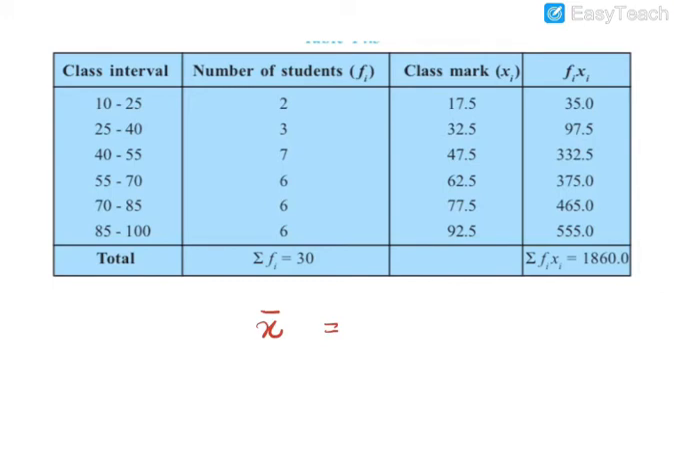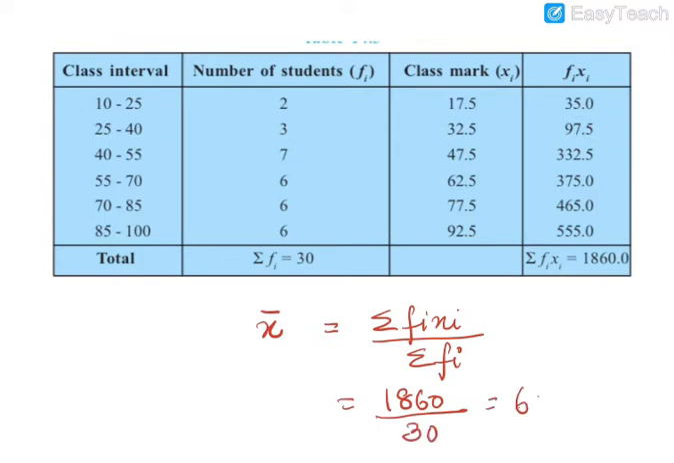And now we can use the formula to find the mean, that is x bar is equal to summation fi xi divided by summation fi. That is equal to 1860 divided by 30. That is equal to 62. So this method of finding the mean of grouped data is called the direct method.